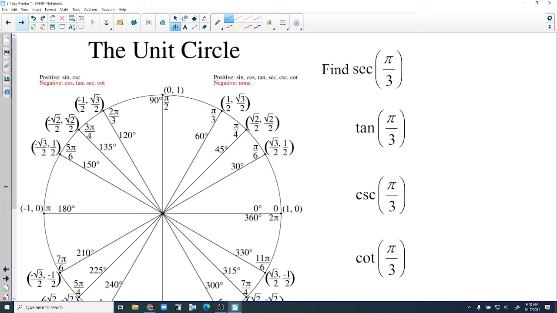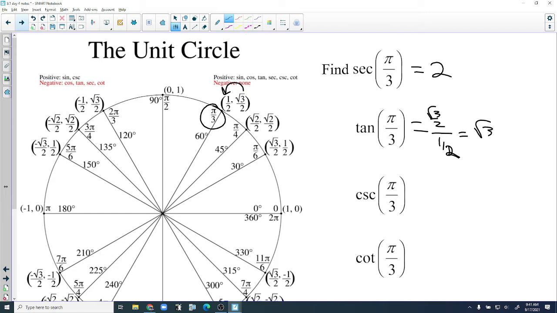Secant of pi over 3. So pi over 3 is here. Secant is the reciprocal of cosine. So this is 2. Tangent is sine over cosine. Square root of 3 over 2 over 1/2 is just square root of 3, because the 2's will cancel out. We can multiply the top and bottom by 2. Those cancel, square root of 3.